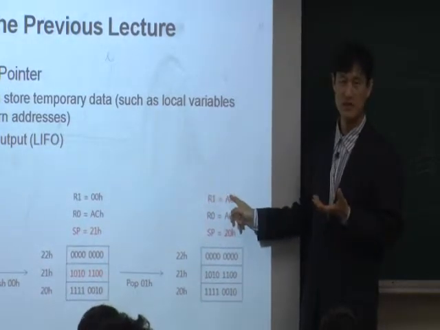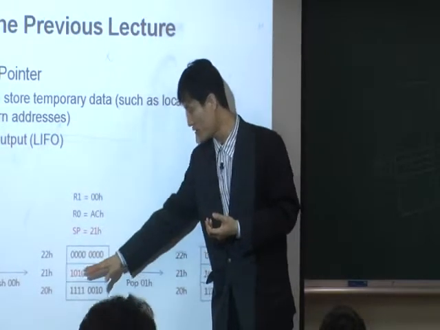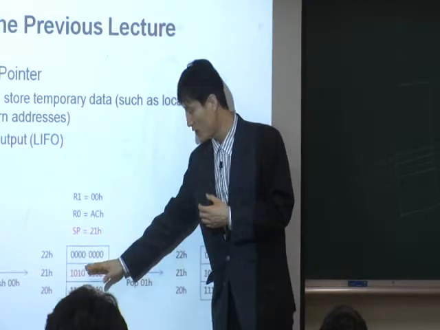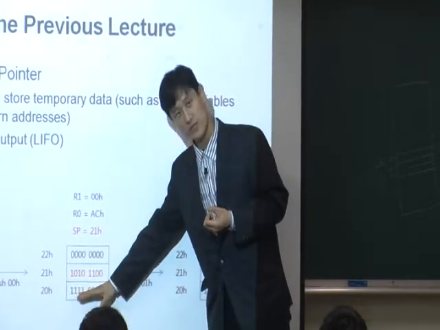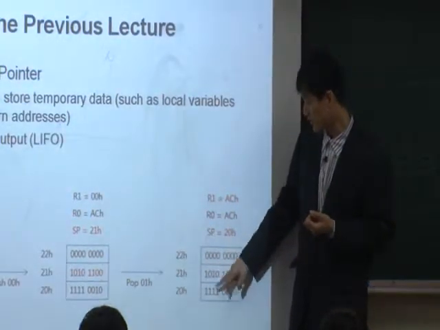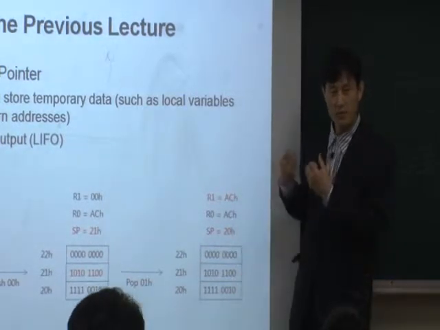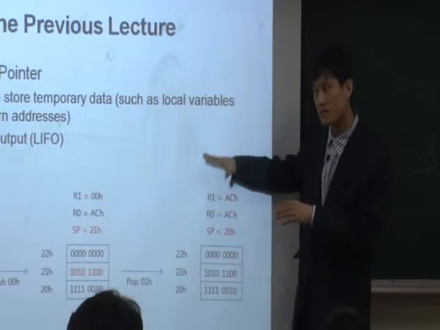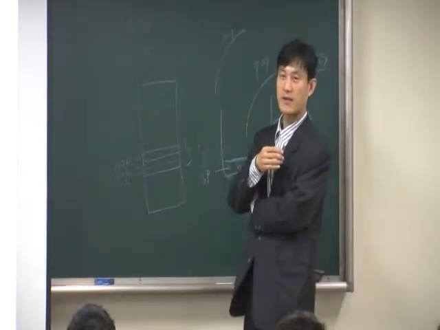And R1 becomes AC. And since I pop, what happened is the book 2, we remove it from the box. So therefore the bottom of my box goes down to this one, right? So therefore the stack pointer should go down to 20H. Okay? You pop it one more time, then keep going down. Push it, keep going up. Okay, that's how you use the stack.